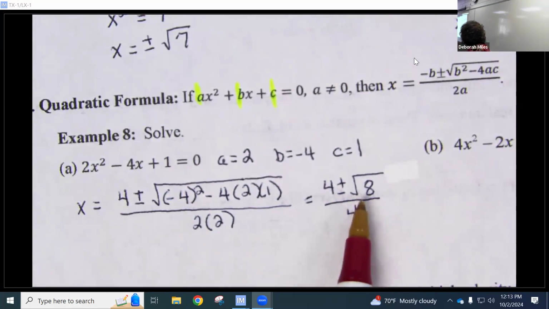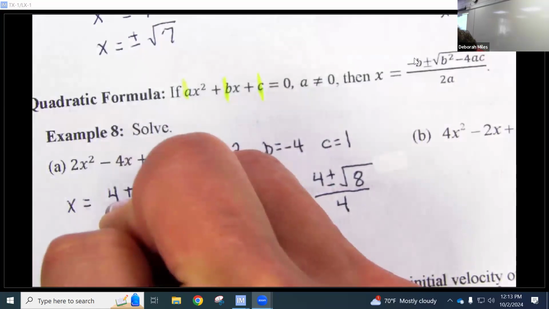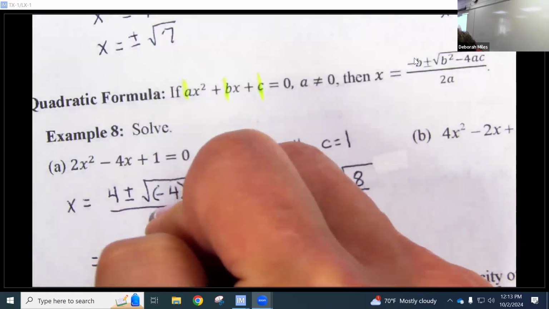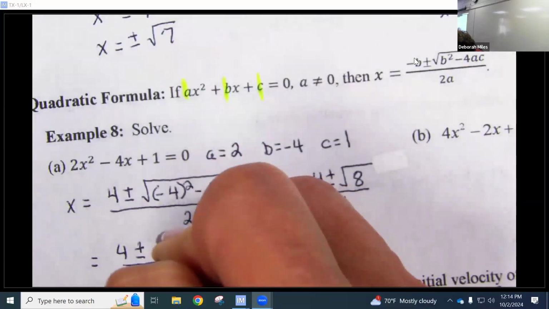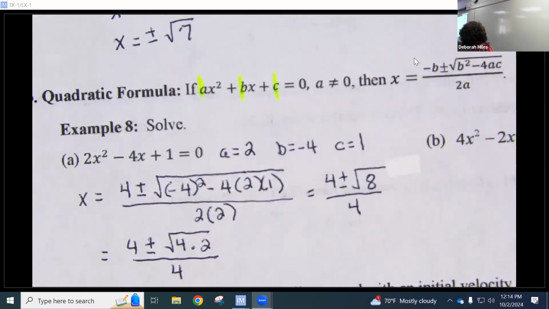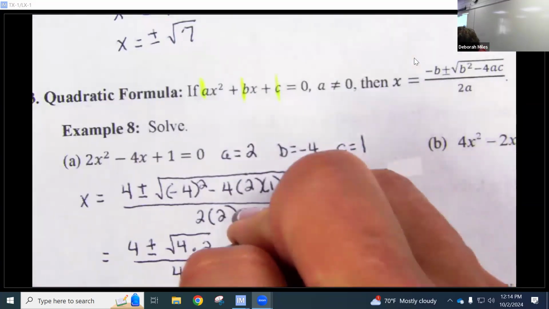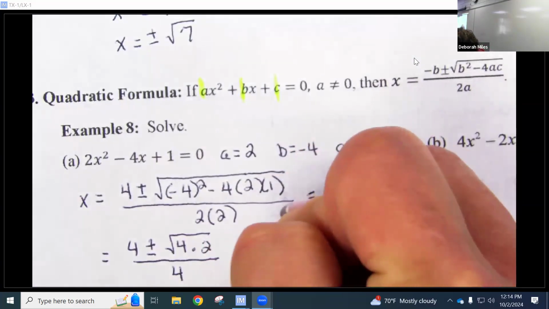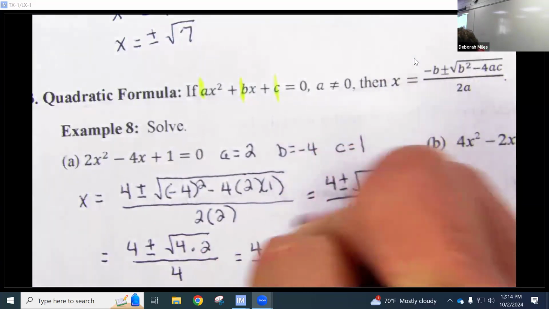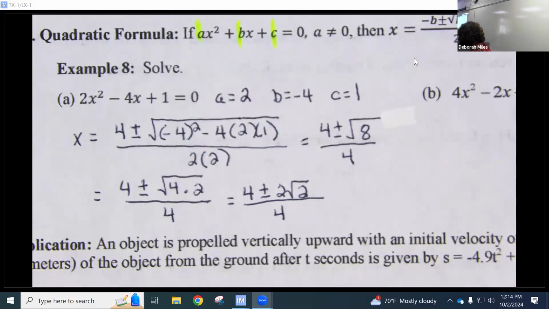Yesterday I looked for the largest factor of 8 that was a perfect square. What's the largest factor of 8 that's a perfect square? 4. So I could write that 8 as 4 times 2. And then I could say the square root of that 4 is 2, and write it out in front of the radical.